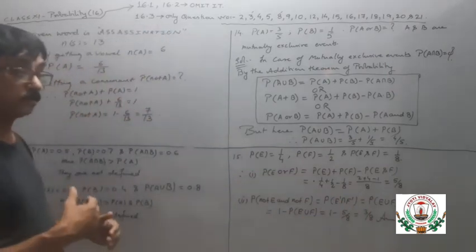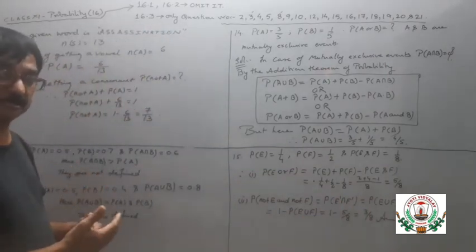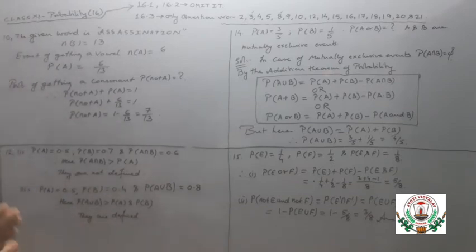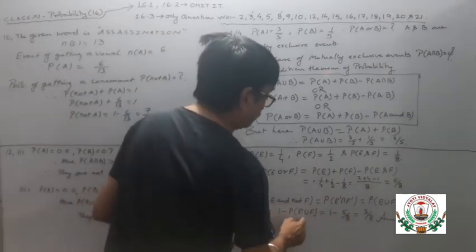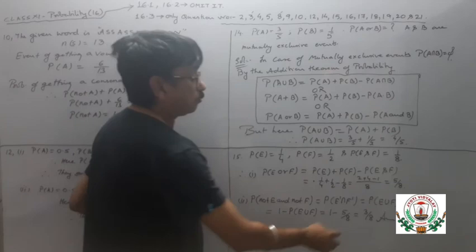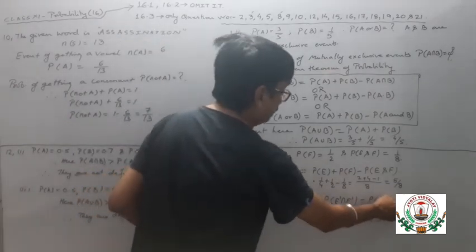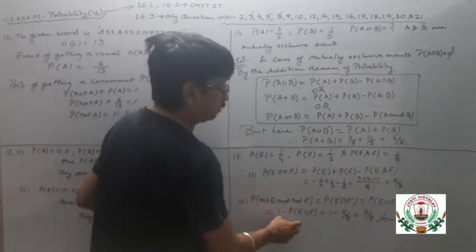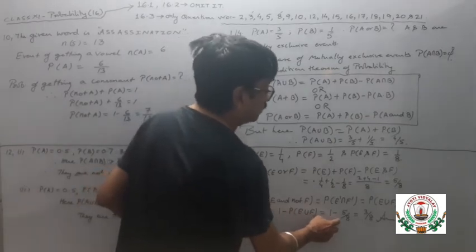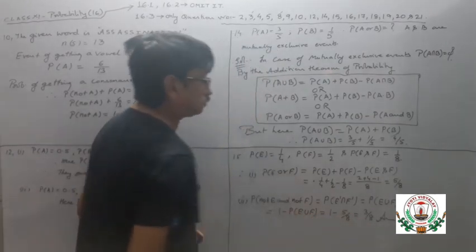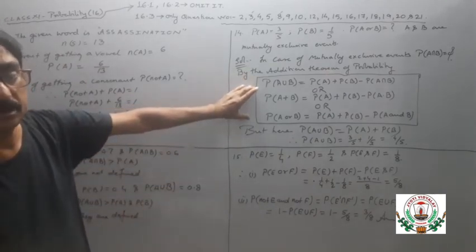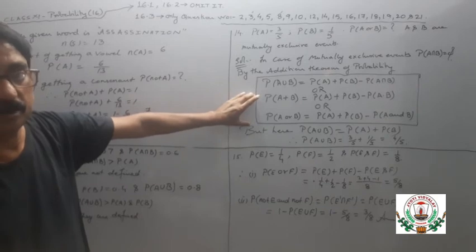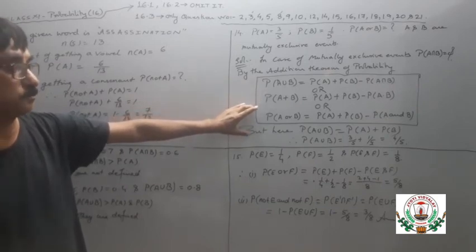So in De Morgan's law, A dash can also be written as universal set minus A, but here it is 1 minus probability of E union F. Probability of E union F complement will be equal to 1 minus probability of E union F, that is 1 minus 5 by 8 equals 3 by 8. So this is one new formula for you. So write down this formula also in your notes.